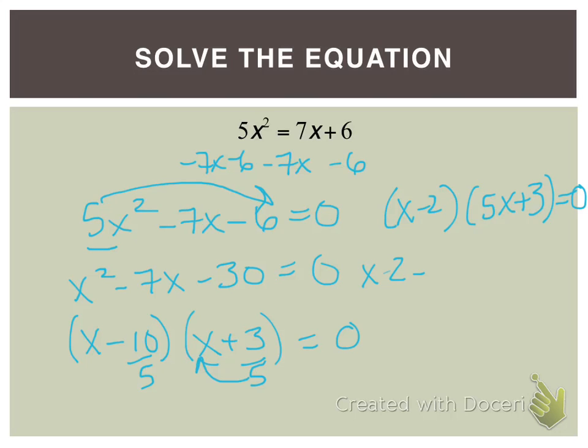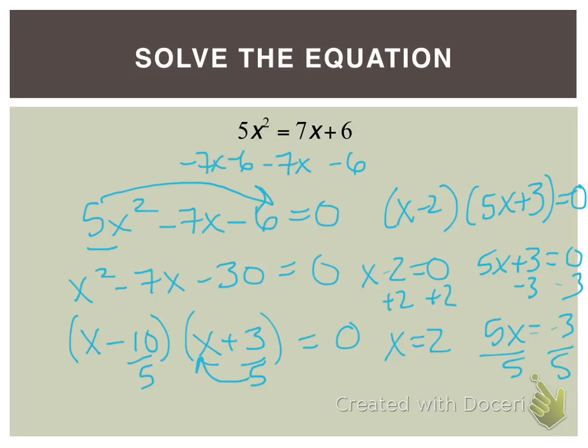Now I can set them both equal to 0. So I'm going to add 2. So x equals 2. Subtract 3. So 5x equals negative 3. Divide by 5, x equals negative 3 over 5. So there are my two roots.